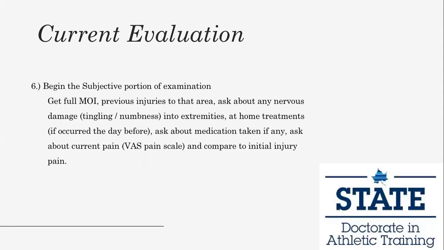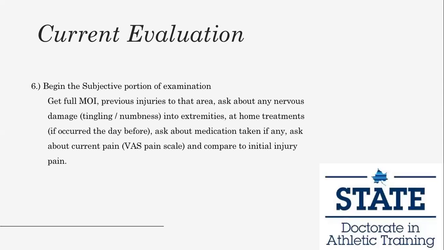Moving on, jumping into the subjective portion of the examination, I get a full mechanism of injury. I ask if they have had any previous injuries to that area, open-ended questions like that, just to let them talk about anything that may have happened to them, if they had any surgeries, or if they had taken any sort of medications or any odd symptoms. Then I ask about any numbness or tingling into their extremities. I ask them if they've been doing any at-home treatments. Again, if they've been taking any medication, because that could alter the treatment path.